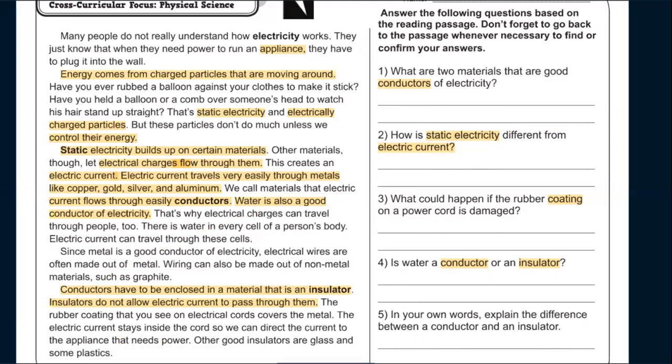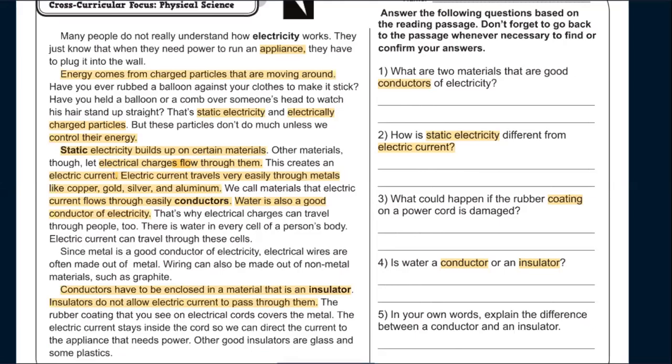And you can always pause this PowerPoint, go back if you need to, or go and try to find the answer in the passage. Okay, there's context clues and they tell you exactly what you need to know. And how is static electricity different from electric current? What could happen if the rubber coating on a power cord is damaged?